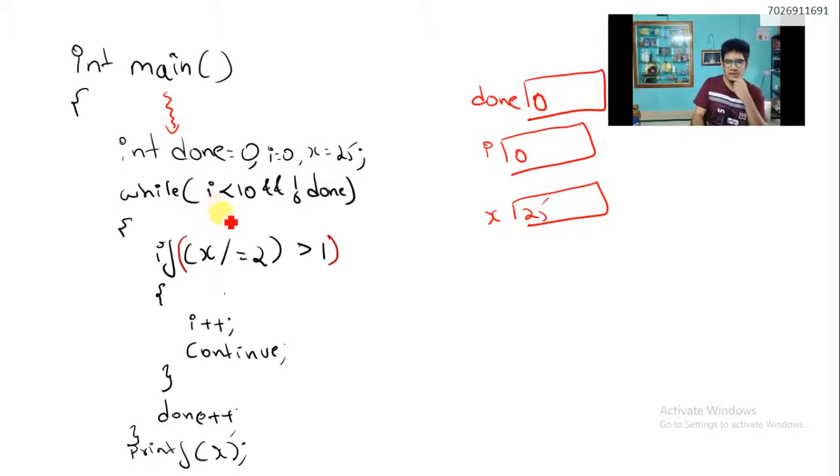You will check the while condition now. Okay, what's the i value now? i value is 0. Is 0 less than 10? Yes. First condition is true. When the first condition is true, in the and operator, then only it will check the second condition. Second condition: not of done, right?